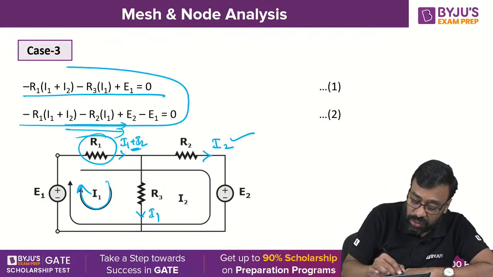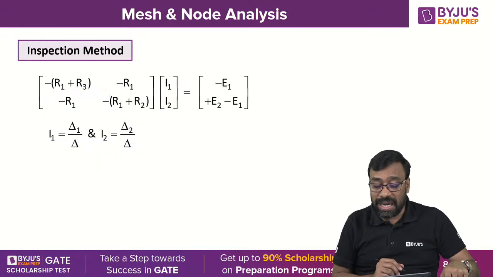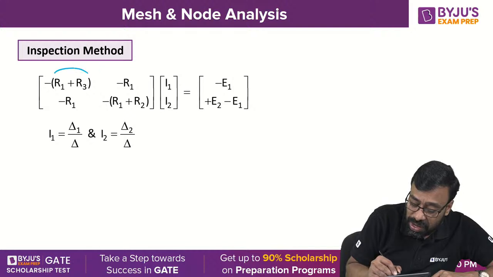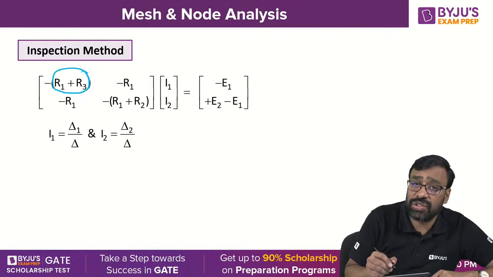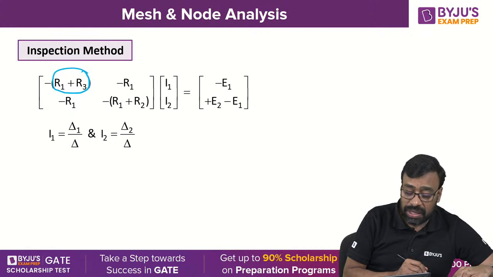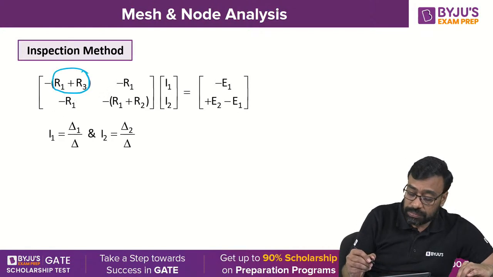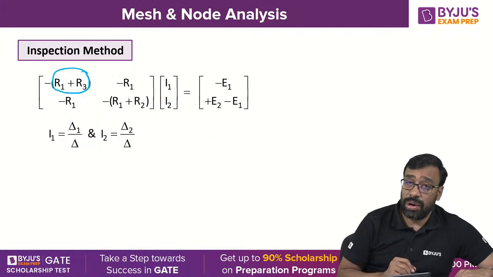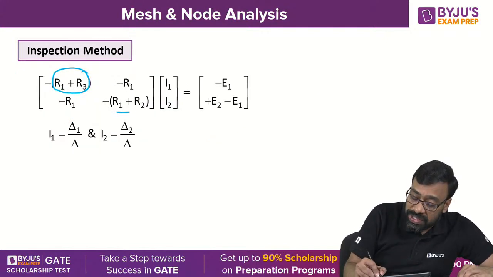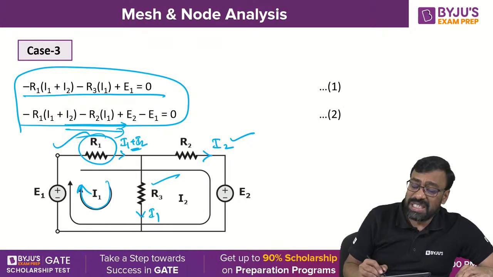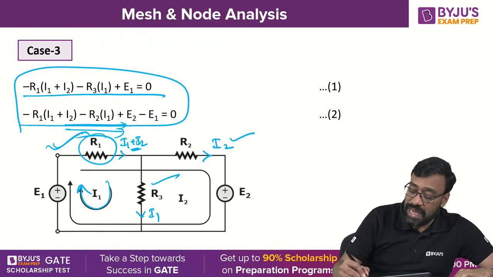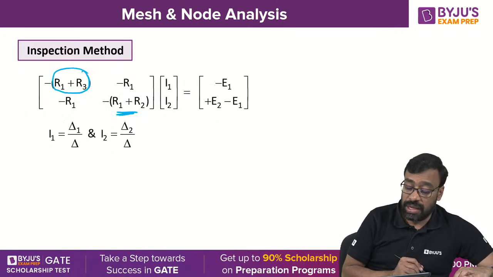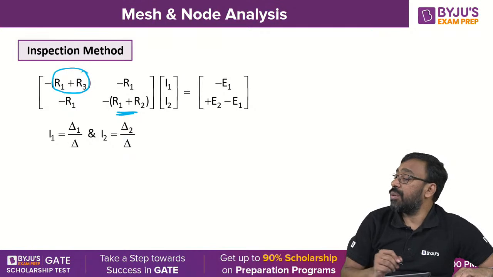I have written it, I think you don't have any doubt in that, right? But I would like to directly give you the inspection. This is the sum of the resistances in the first loop. Tell me what are the elements? R1 as well as R3. Negative sign I have taken already. And what about this one? The elements belonging to the second loop, R1 as well as R2 according to this. Yes or no? Therefore, minus of R1 plus R2.